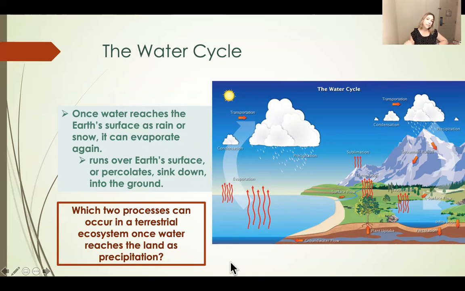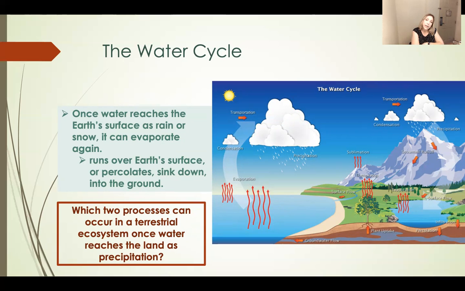So once it hits the Earth's surface, there's a couple things that can happen here. And that's one of the questions I asked you. Which two processes can occur in a terrestrial ecosystem once water reaches the land? So the first thing that can occur is, and I put this here, it percolates or sinks under the ground to become groundwater. So picture it, rain is coming down, here's soil. You've all seen that as the rainwater hits the soil, the soil absorbs it. Well, that's one thing that can happen when precipitation occurs.